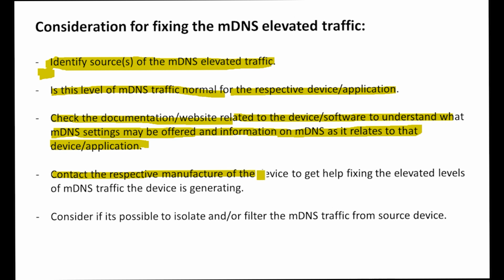Contact the respective manufacturer of the device to get help regarding fixing the elevated levels of mDNS traffic, and basically just get an idea what is the expected behavior of this device regarding mDNS. If it's expected to have elevated levels of mDNS traffic, which kind of would be unusual because it can be very destructive, as you can see from the testing that I did, you would want to figure out then what is the recommended best practice for deploying that device so it doesn't affect different things you may have in your network. They're sharing the same broadcast domain. And that brings us kind of to the last topic.